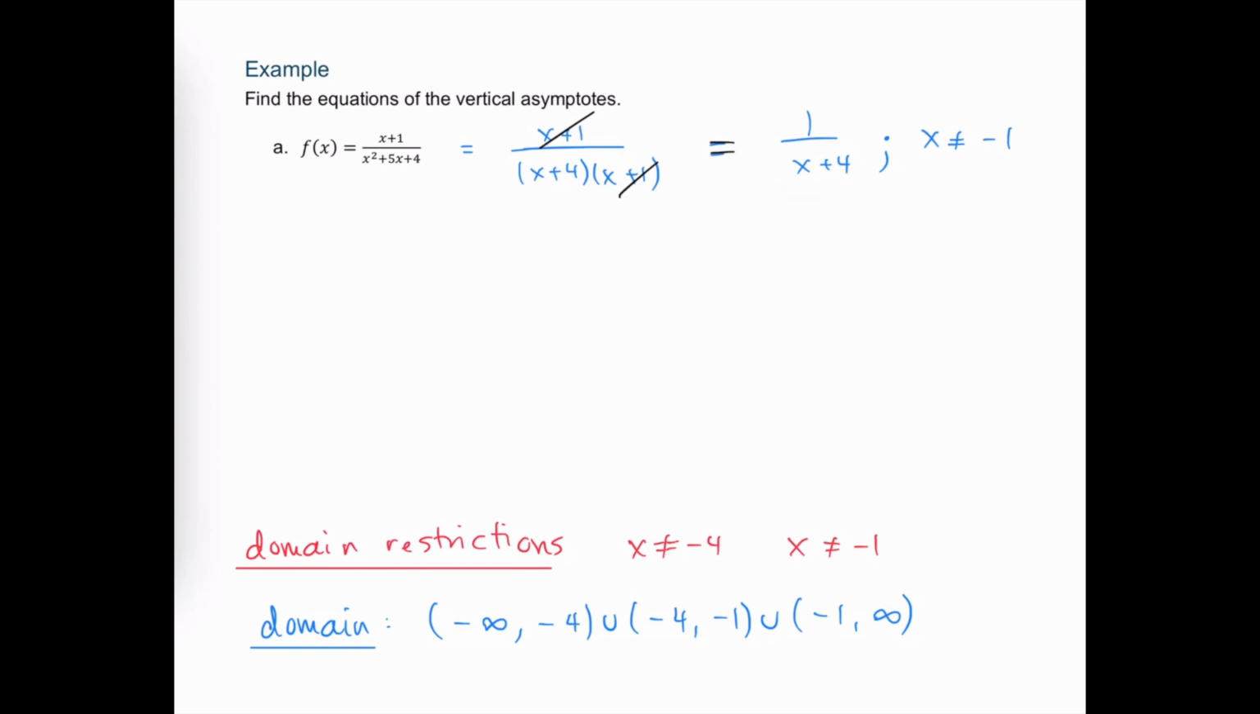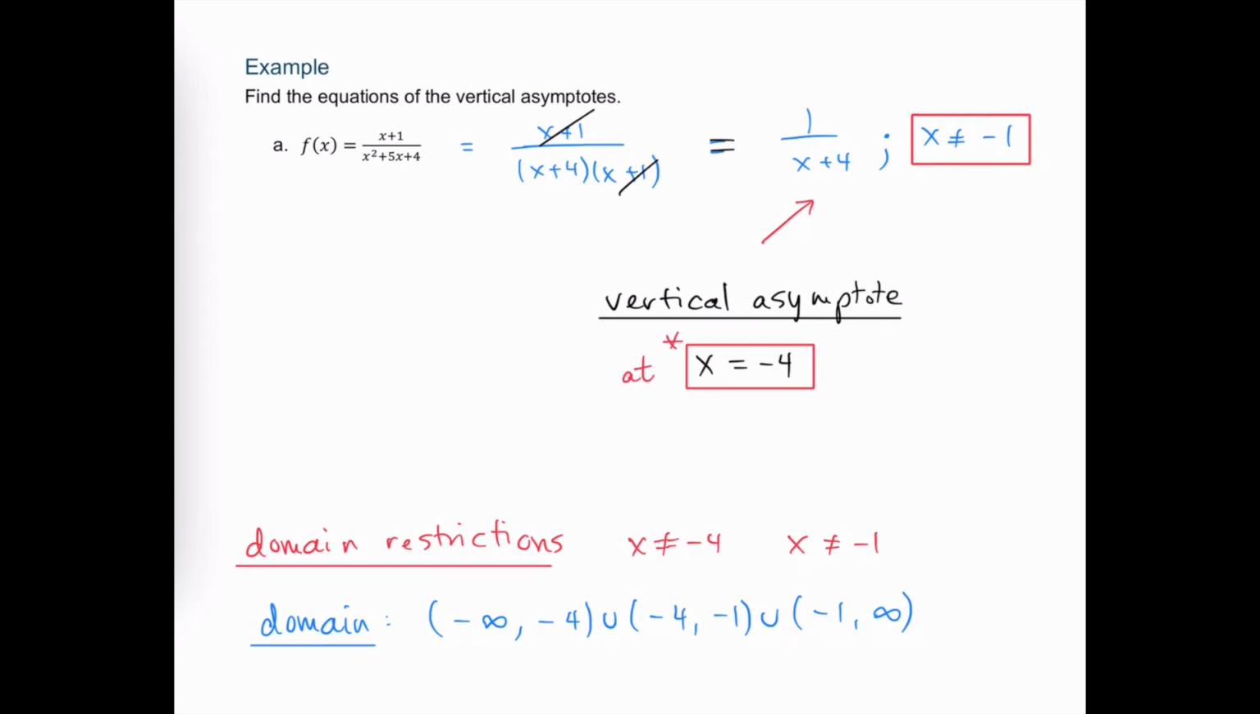Now, this domain restriction was lost in the simplify step, but this domain restriction is still in the problem. The domain restriction that remains through the simplify step is going to be where the vertical asymptote is located. So the vertical asymptote for this rational function is going to be at the vertical line x is equal to -4. Now -1 is also a domain restriction, but we don't get a vertical asymptote there.